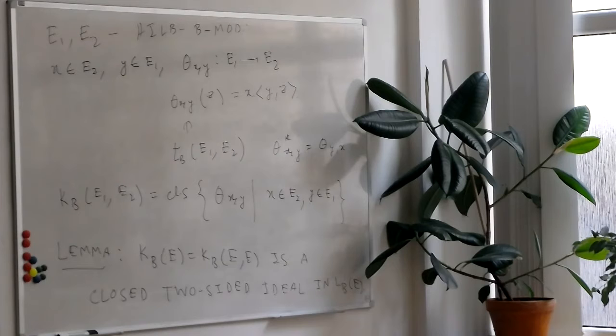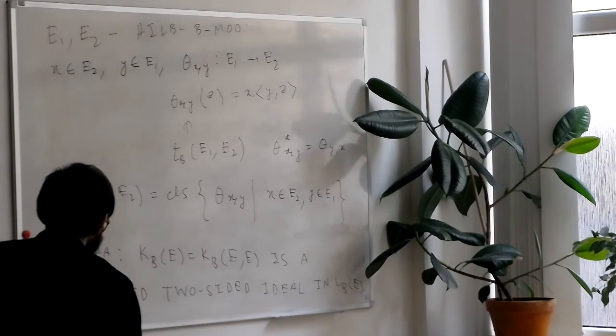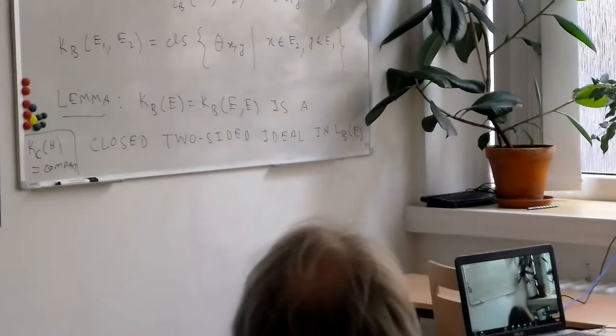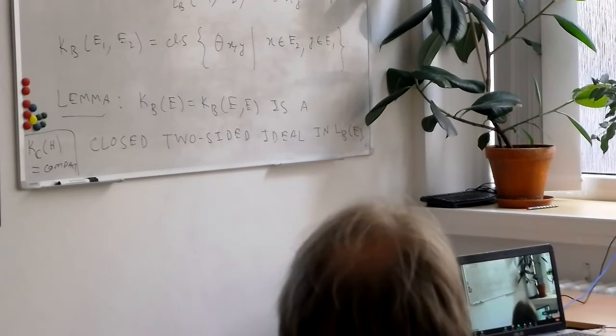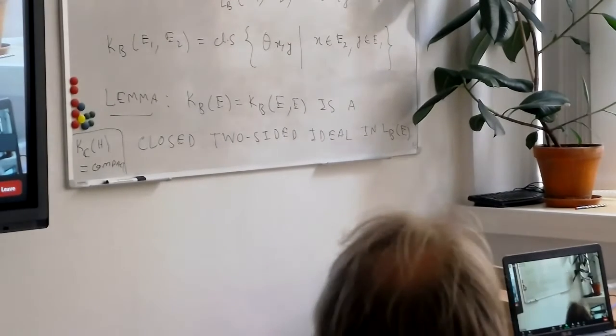So if you take B to be C, K of E, a Hilbert C-module, this is just a Hilbert space, is a compact operator. Compact. Ask for an explicit example.